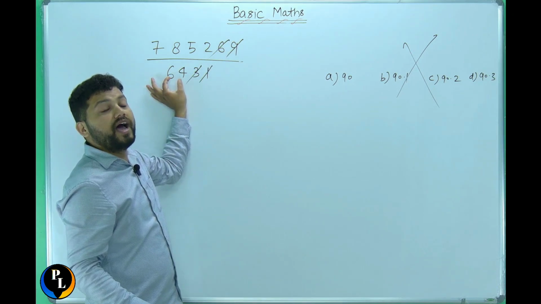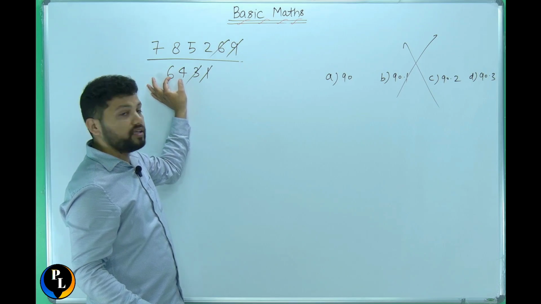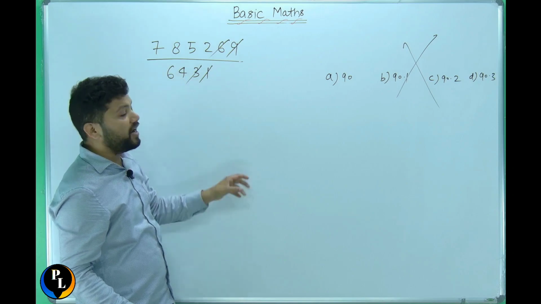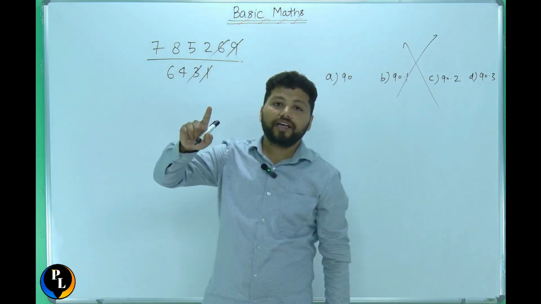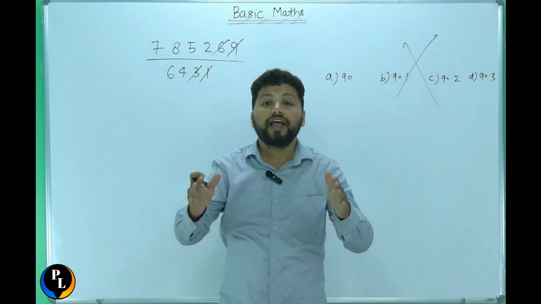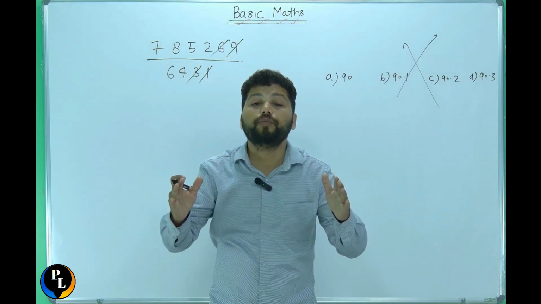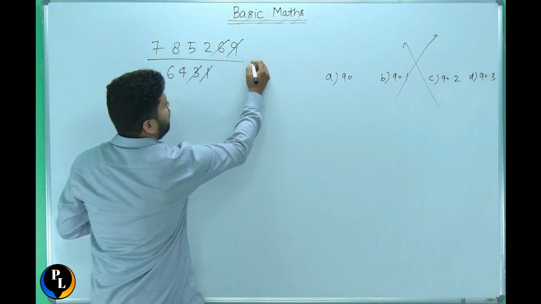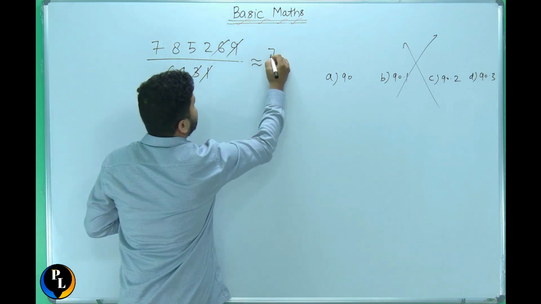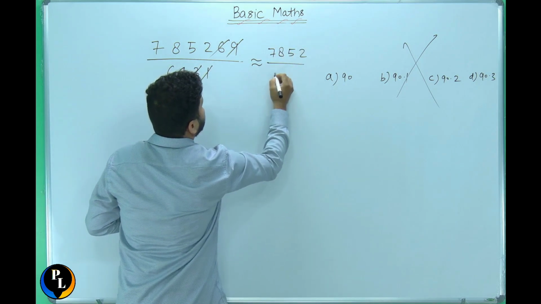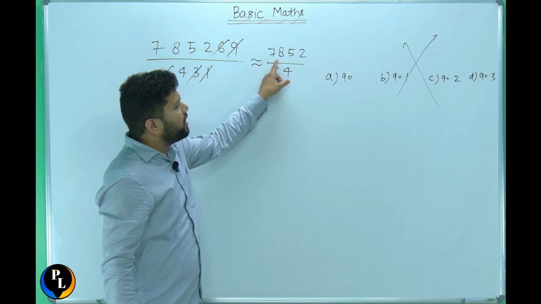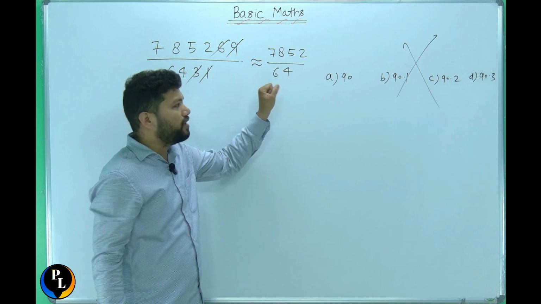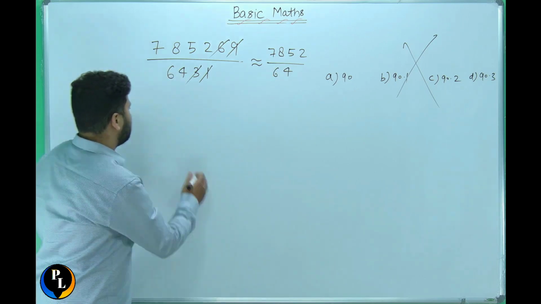We have to keep at least two digits in the denominator. Clear? And as I told at the starting, this rule is valid when the number of digits in the numerator is much more than the number of digits in the denominator. Now we can write 7852 divided by 64. Clear? Now both numerator and denominator are divisible by 4 or 2, I think. But no need to divide this one. Let's solve directly. So here 60.